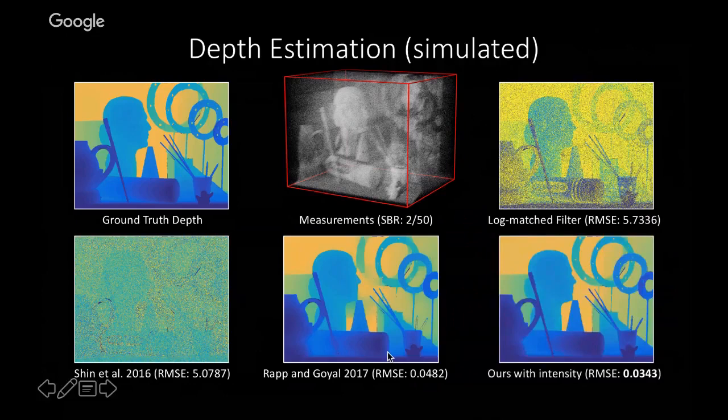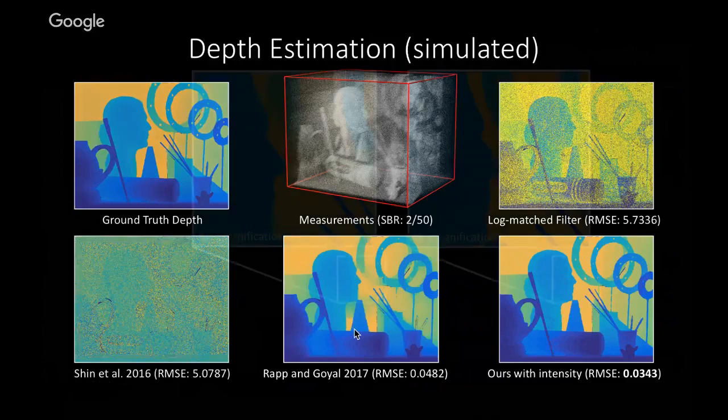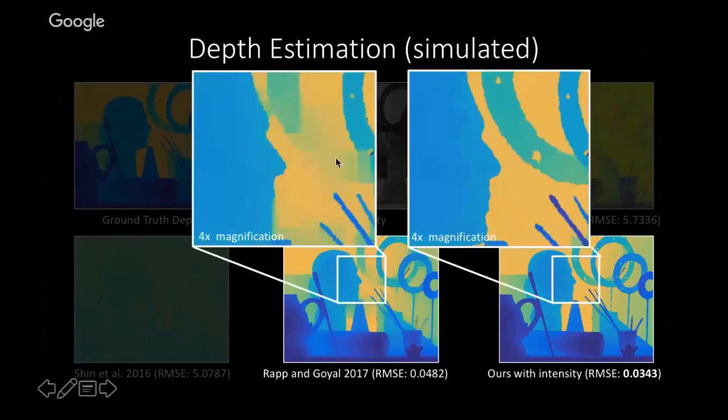Our CNN-based approach combines the output from our SPAD with an intensity image and allows us to basically fill in the gaps that are missed by Rapp and Goyal's method. So specifically, there are regions within the scene where there might be no photons detected at all for these particular objects, or very few photons, I should say. And so the intensity image can help us in these cases basically bridge the gap in situations where you might not have that many photons to work with in order to recover this depth map.